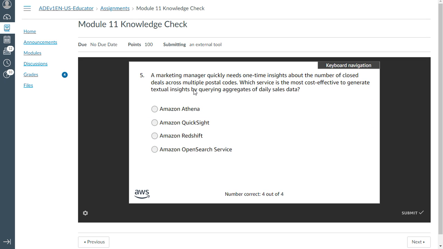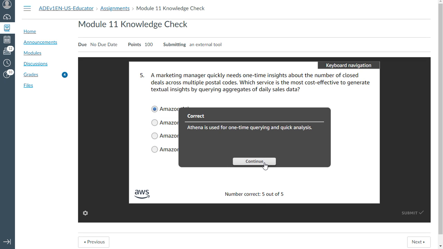The fifth one: a marketing manager quickly needs one-time insights about the number of closed deals across multiple postal codes. Which service is the most cost effective to generate textual insights by querying aggregates of daily sales data? This is Athena.